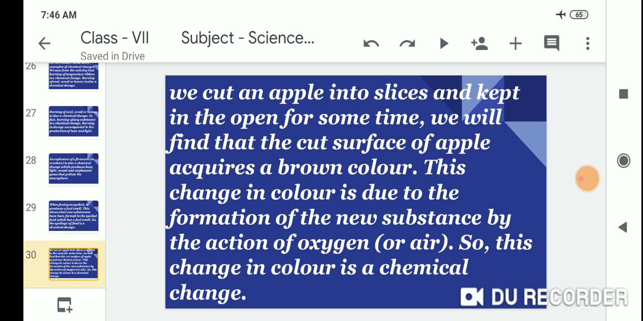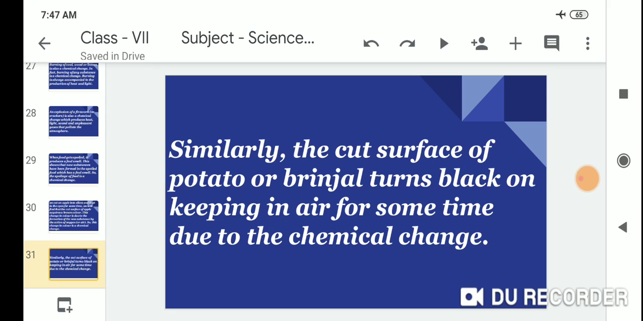If we cut an apple into slices and keep it in the open for some time, we will find that the cut surface of the apple acquires a brown color. This change in color is due to the formation of a new substance by the action of oxygen. So this change in color is a chemical change. Similarly, the cut surface of a potato or brinjal turns black on keeping in air for some time due to a chemical change.